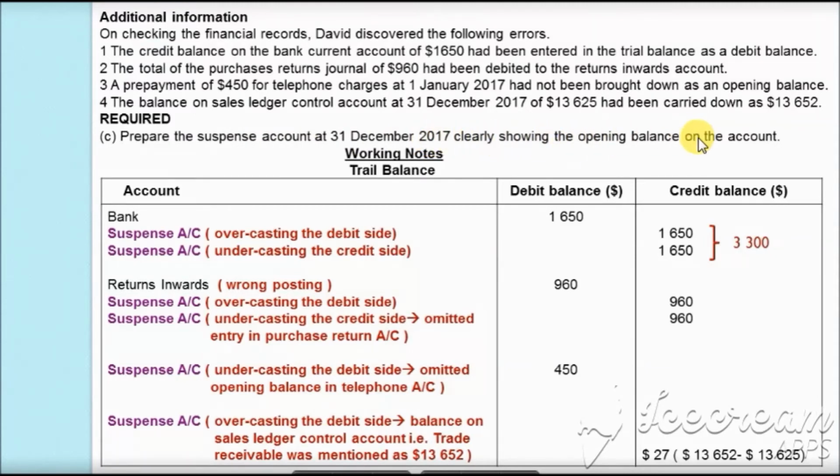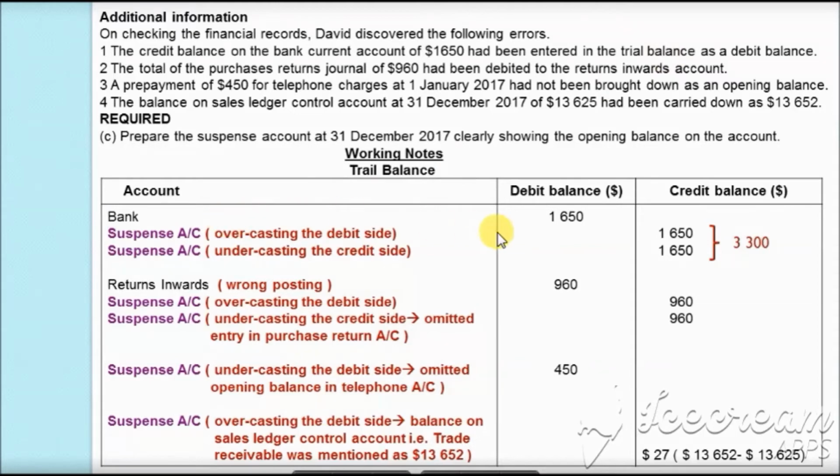In the C bit of the question, we are required to prepare the suspense account at 31st December 2017, clearly showing the opening balance on the account. So first we will analyze all these errors and then we will make the suspense account. Let's start with the first error. The first error states that the credit balance on the bank current account of 1,650 has been entered as the debit balance in the trial balance.